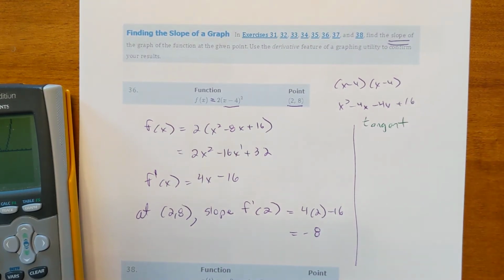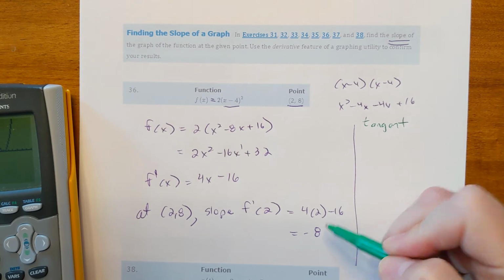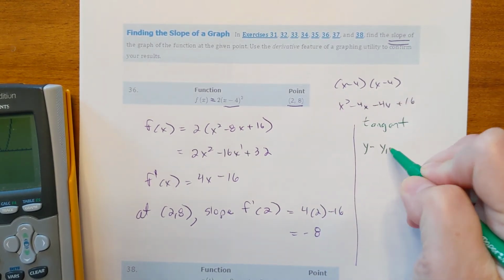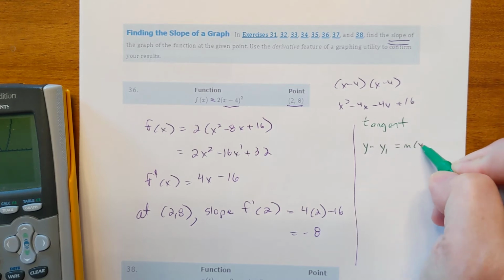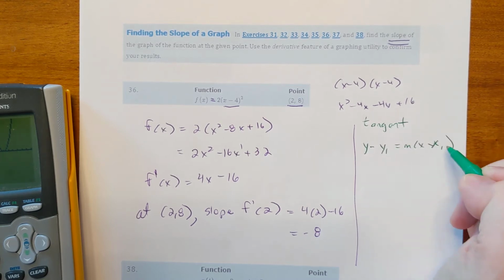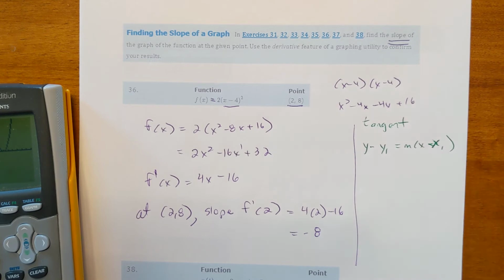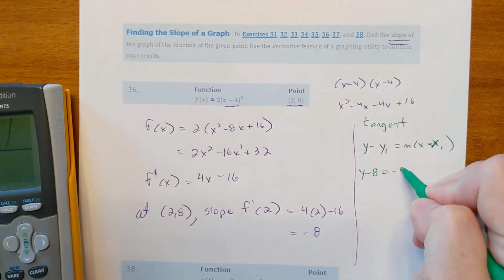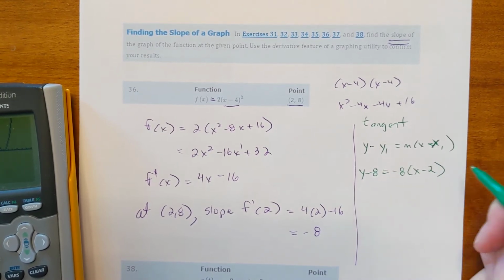So again, the tangent line slices across the curve at one point and only one point, just at that point. And so going over here, putting in the point (2, 8), use the point-slope formula, y minus y1 equals m times x minus x1. Again, I know there's other ways to find a line. This is just my favorite way. So y minus 8 equals that slope of negative 8 times x minus 2.